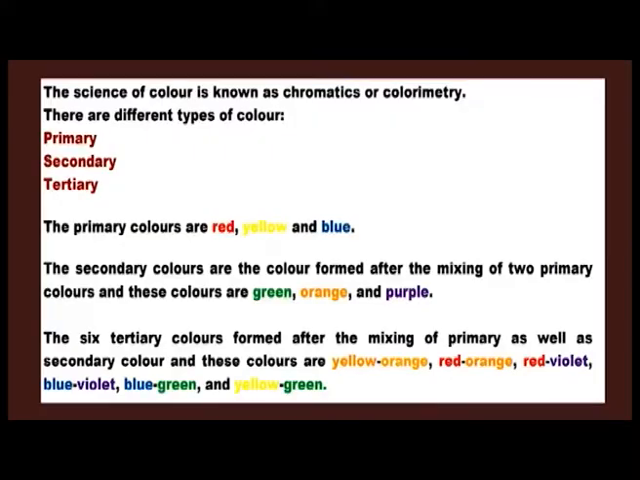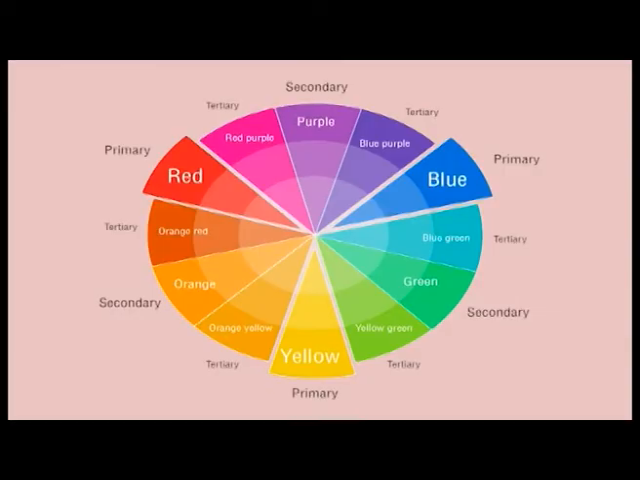The science of color is known as chromatics or colorimetry. There are different types of color: primary, secondary and tertiary. The primary colors are red, yellow and blue. The secondary colors are the colors formed by mixing of two primary colors, and these colors are green, orange and purple. The six tertiary colors are formed after the mixing of primary as well as secondary colors, and these colors are yellow orange, red orange, red violet, blue violet, blue green and yellow green. Figure on your screen shows primary, secondary and tertiary colors.